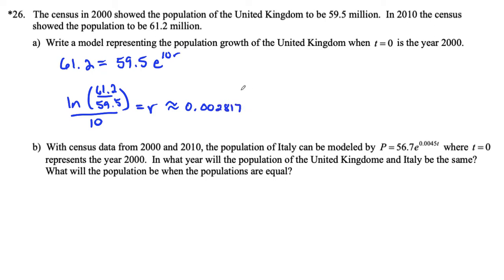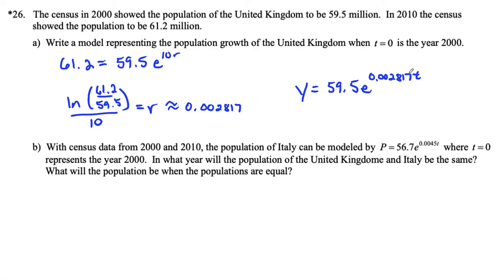0.002817. All right. So the model, again, that's what we're being asked to actually write here. It would be y is equal to 59.5 e to the 0.002817 times t, or x. I could put an x there. It doesn't matter what the variable is.